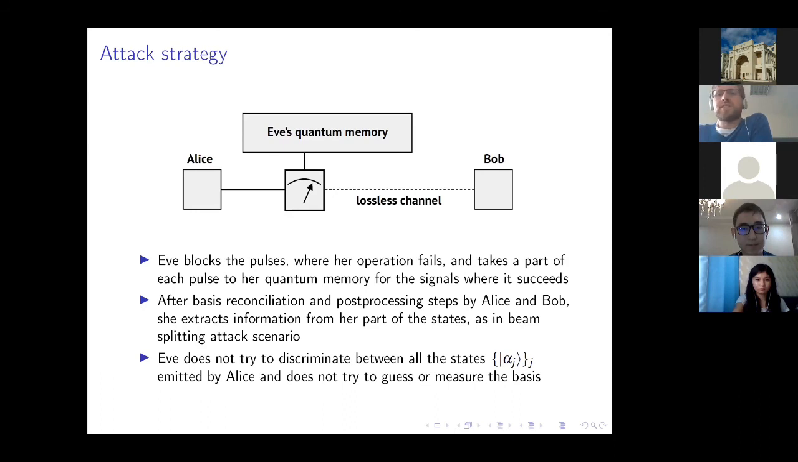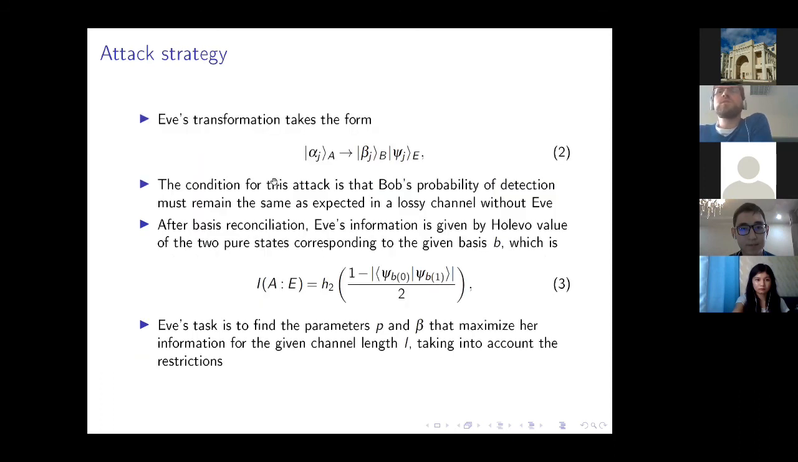She will have this information afterwards. So, if the transformation takes the form where every state by Alice becomes a state in Bob's space and an additional space in Eve's quantum memory, which is correlated with Alice's state. The condition for this attack is that Bob's probability of detection must remain the same as expected in a lossy channel without Eve. So this probability depends on the distance between Alice and Bob.